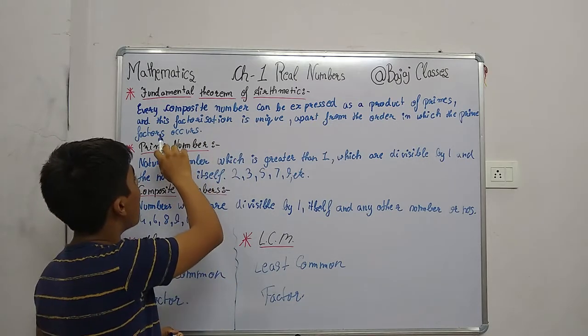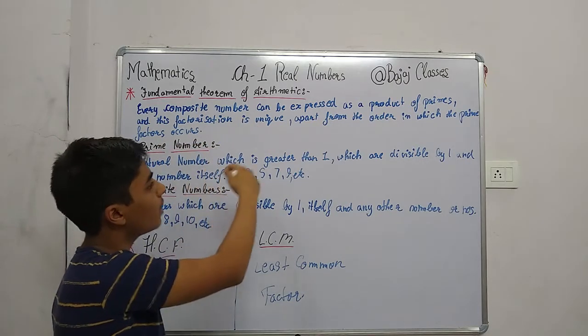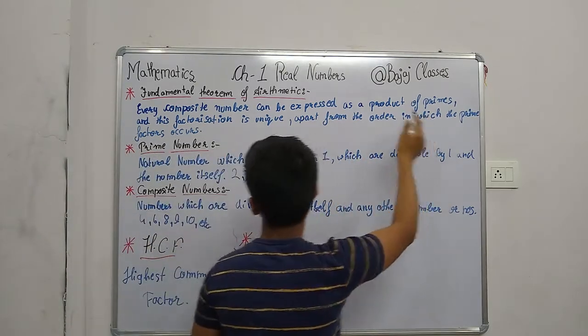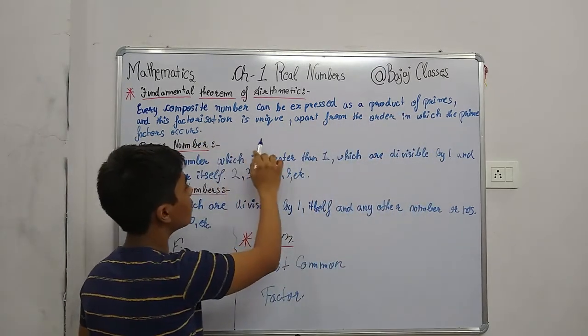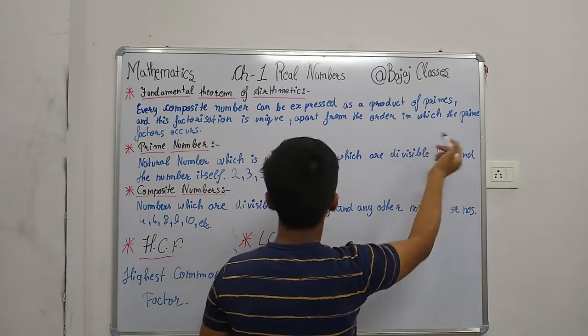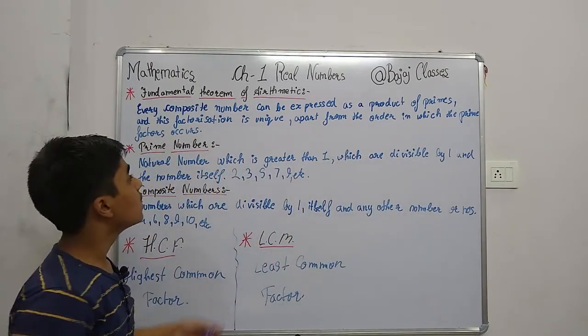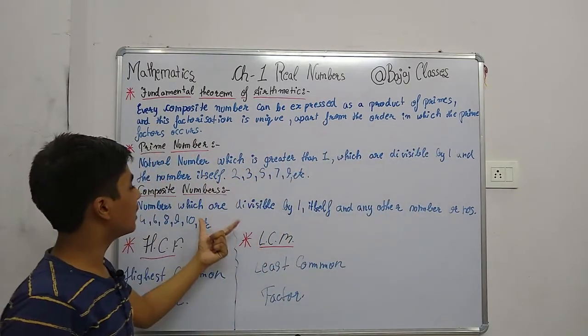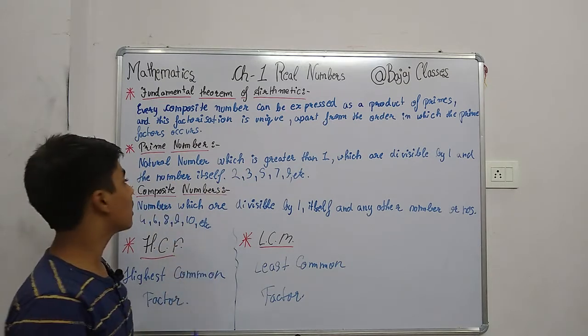Every composite number can be expressed as a product of primes, and this factorization is unique apart from the order in which the prime factors occur. Before reading this, you have to read this first: what are prime and composite numbers?